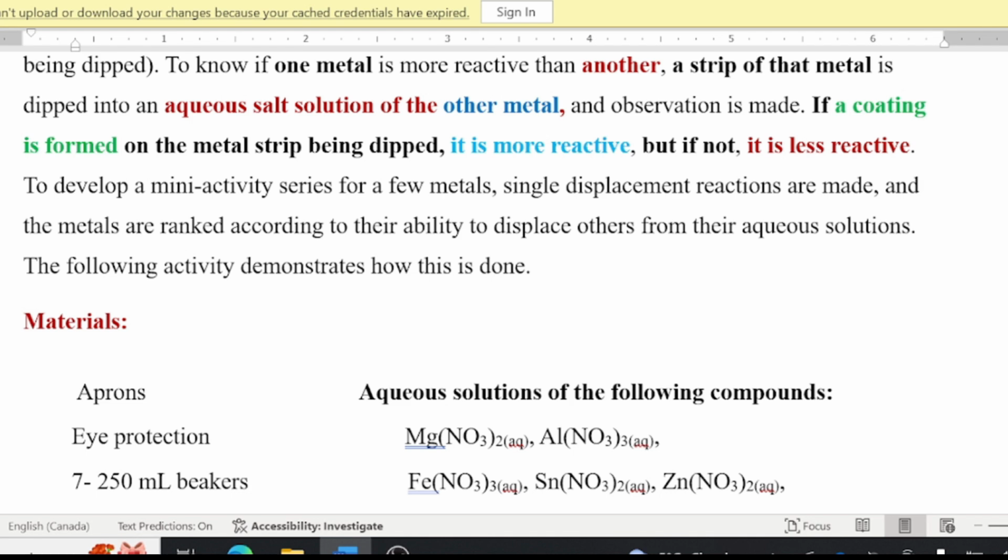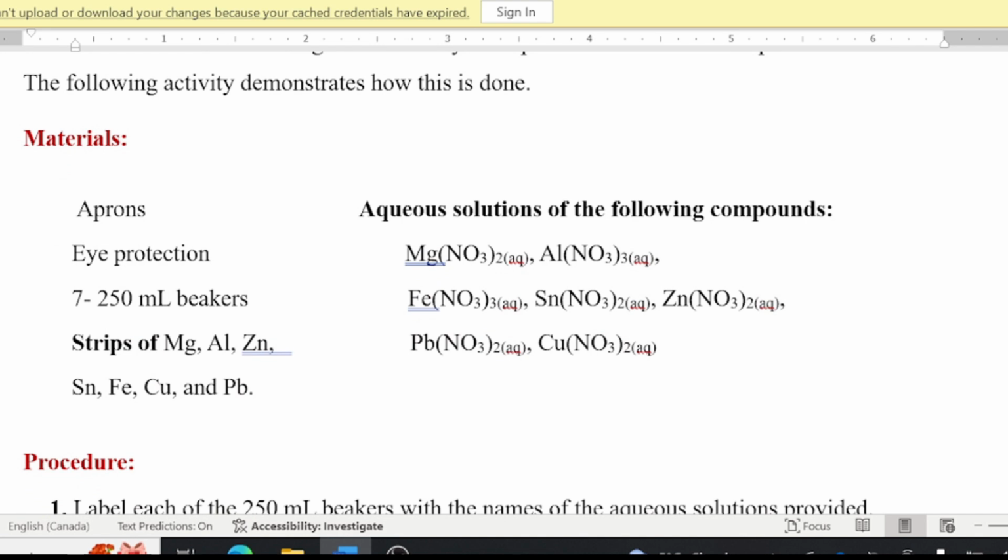So what we have here is this. We do not know how reactive these are. We have 7 different strips of elements here. You have a strip of magnesium, aluminum, zinc, tin, iron, copper, and lead. These are the metallic strips that we have. So we want to determine which is most reactive and which is least reactive, and then we rank them according to their relative reactivity.